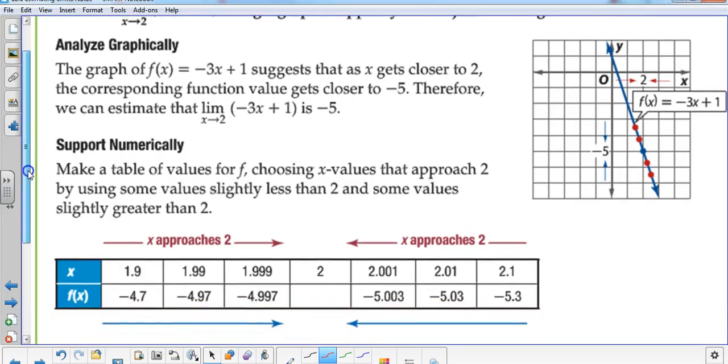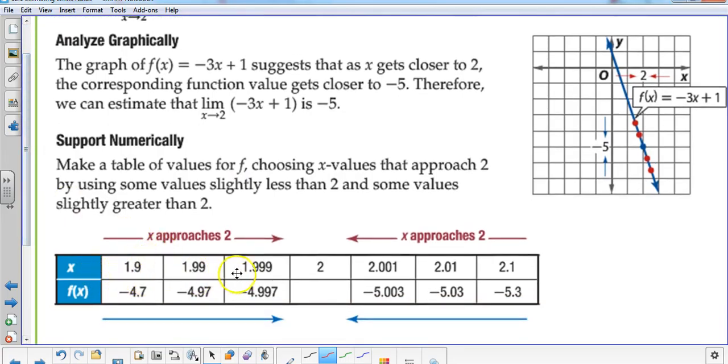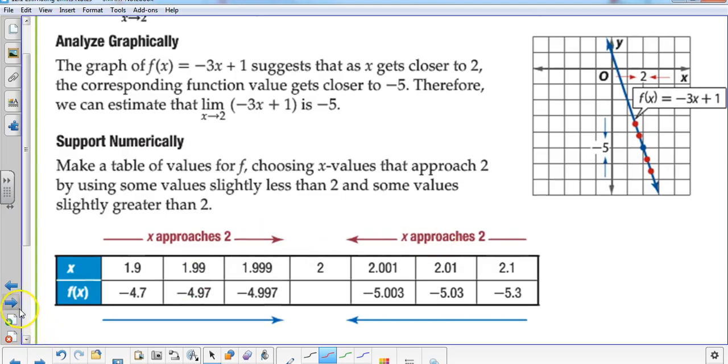And here they put in a table, and they put in values closer and closer to 2 coming from both ways, guys. So below 2: 1.9, 1.99, 1.999, and above 2: 2.1, 2.01, 2.001, and from both directions it's getting closer to negative 5, which is actually the value at 2. We'll talk more later this week about how this is a problem that can be solved by direct substitution. You can just put in a 2. All right.